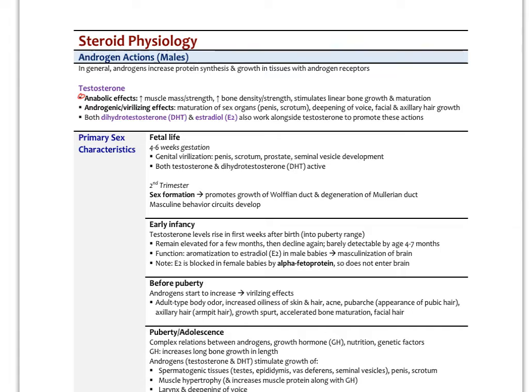It also has androgenic or virilizing effects, and that is going to stimulate the maturation of sex organs like the penis and the scrotum, deepening of the voice, increase of facial and axillary and pubic hair growth. And then both DHT and estradiol are going to work alongside the testosterone to promote these actions. So again, testosterone, DHT, estradiol are the three ways in which androgens really work within the body.